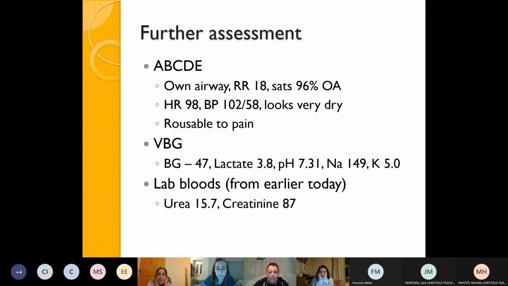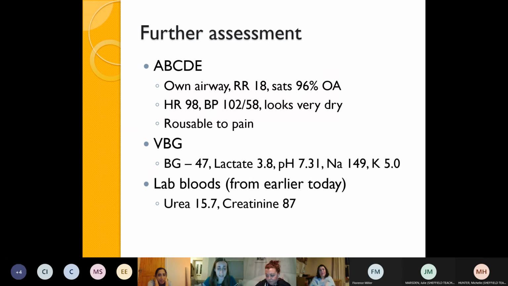So she's hyperglycemic. She looks a little bit dry, lactate's high. Well, she looks a lot dry, really. Yeah, acidotic. Sodium's high and potassium's high as well, and renal function's probably going off a little bit. So what do we think the diagnosis is? I mean, she technically could be HHS. Yeah. So blood glucose is significantly high.